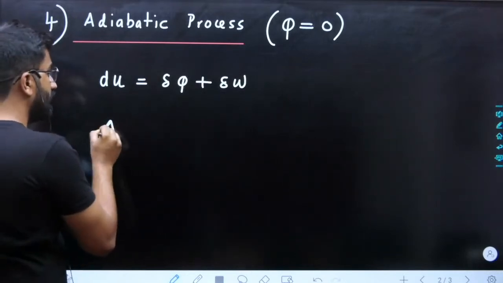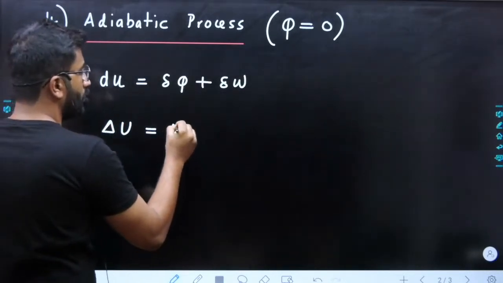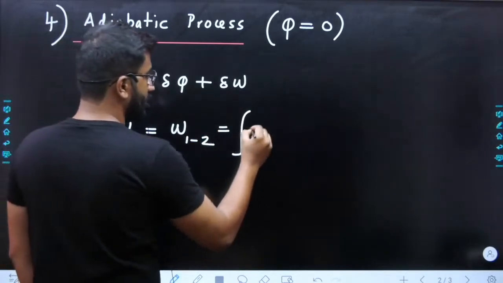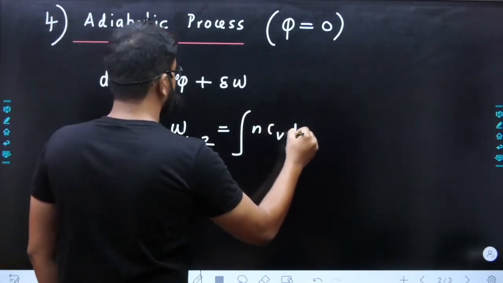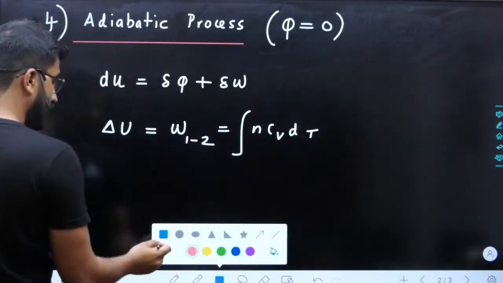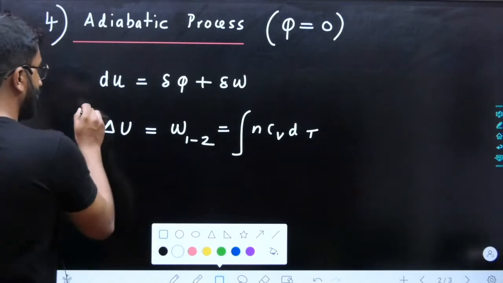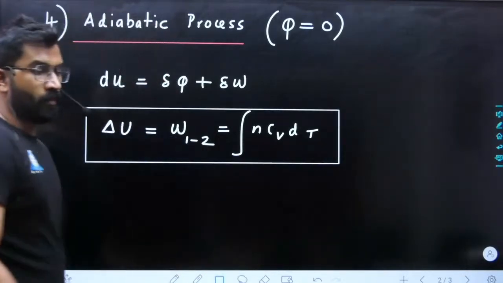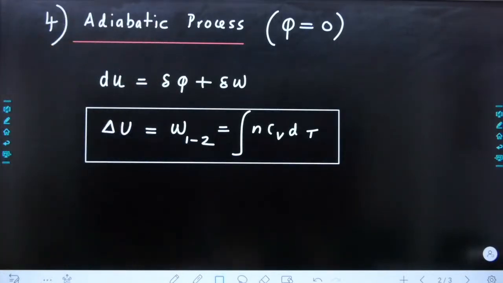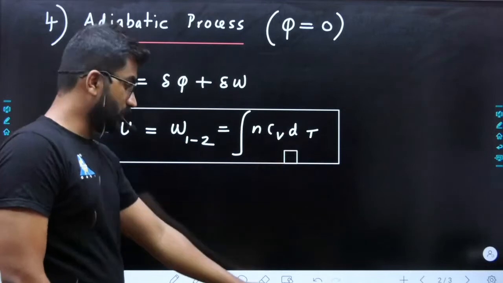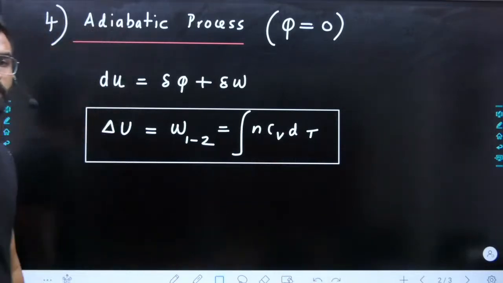So we can say delta U is equal to whatever work is transferred, which is also equal to the integral of n Cv dT. In any GATE question on adiabatic processes, if they are asking for the work required, and you have both the temperature and the Cv values, then this is the easiest equation.